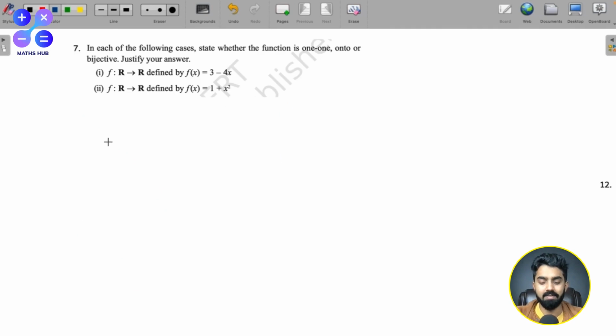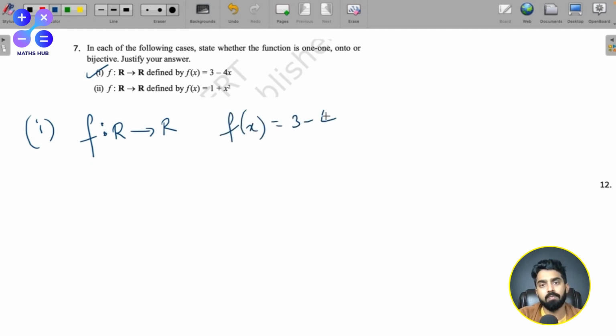Right, question number 7 says, in each of the following cases, state whether the function is 1 to 1, onto, or bijective. Justify your answer. Awesome. So let's take the first one. There's a function defined from real numbers to real numbers, defined by f of x is equal to 3 minus 4x. So our usual drill, we need to say whether it's 1 to 1 and onto, right? If you don't remember, bijective is any function which is both 1 to 1 as well as onto.